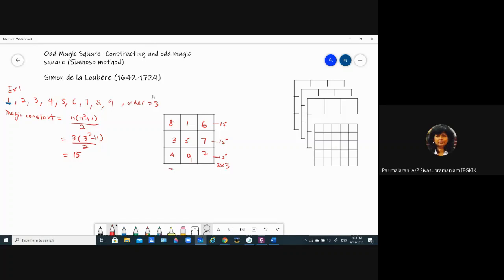How about each column? 8, 3 and 4, 15. 1, 5, 9, 15. 6, 7 and 2, 15. This diagonal, 6 plus 5 plus 4 is 15. This diagonal, 8 plus 5 plus 2 also 15. Okay, so the sum of each row, each column and diagonals are all 15. This magic square is order 3, which means it is an odd magic square.